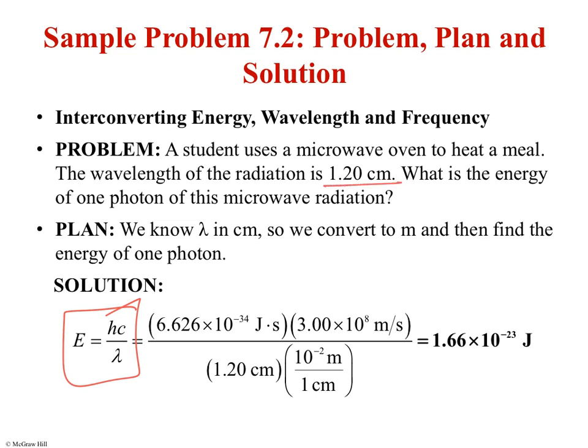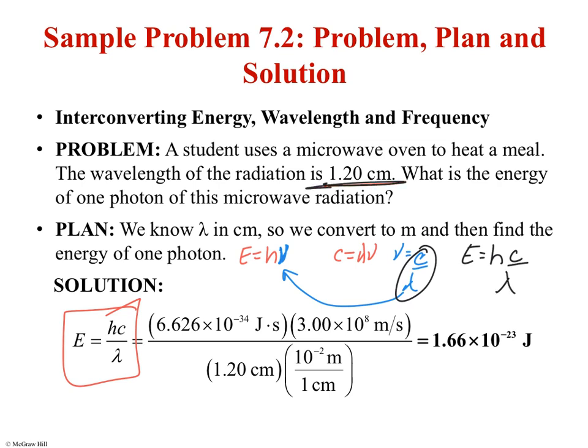I think we did this in class, or not. So E equals h nu, and so then C equals lambda nu, and you need to solve for nu, so you can put this in. So nu equals C over lambda. You're going to put that in. So you're going to change your equation to E equals h, and then put in C over lambda, because you're given wavelength. You know that because it's in centimeters.